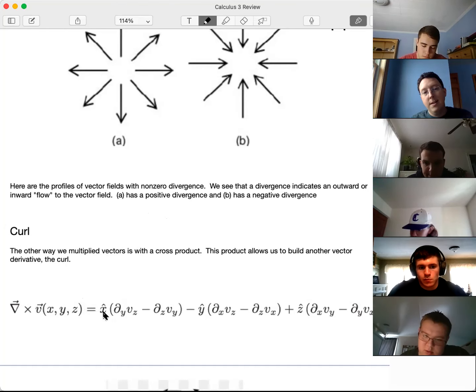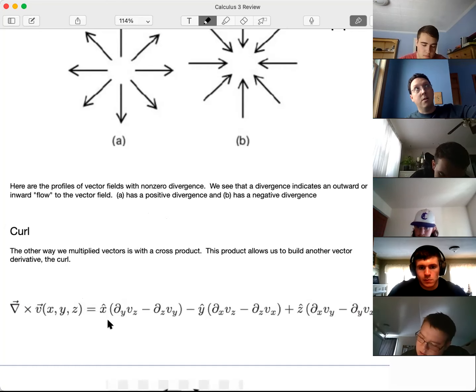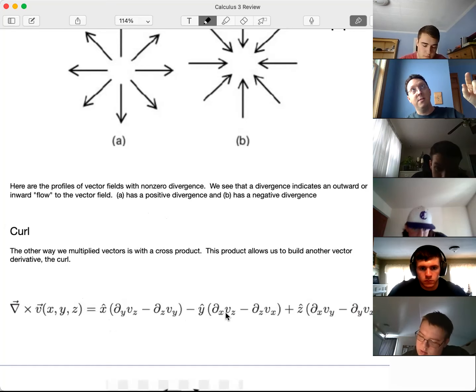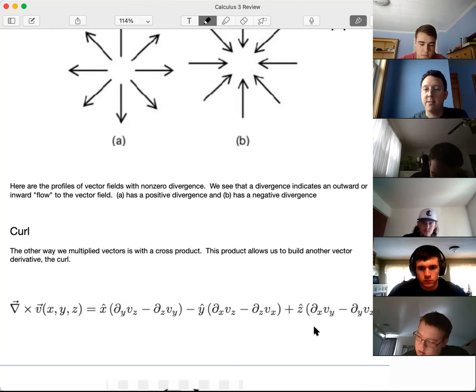So it ends up in the x direction, I'm just doing the cross product. You're going to get partial y acting on z minus partial z acting on y. And the y, you get a minus sign, and then you get a y hat, and then it's going to be partial x on z minus partial z on x, and then whatever. You just do the determinant, and that's where that comes from.